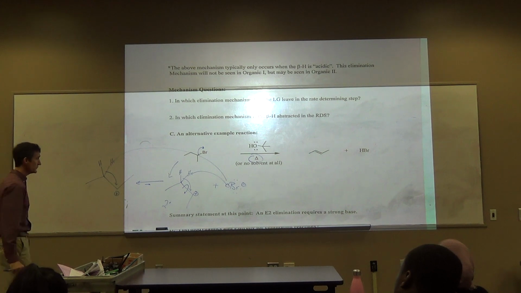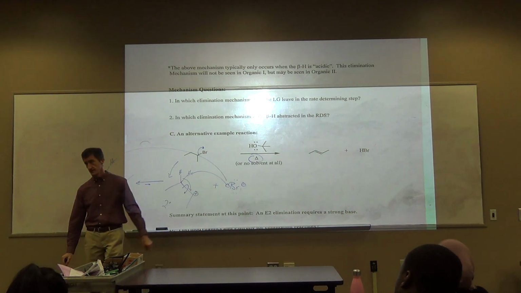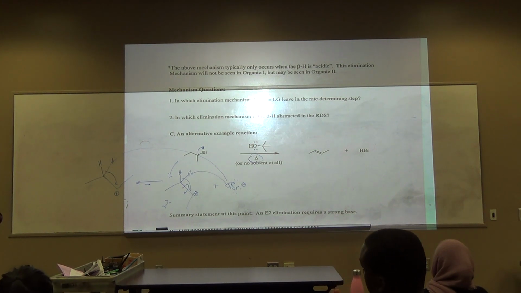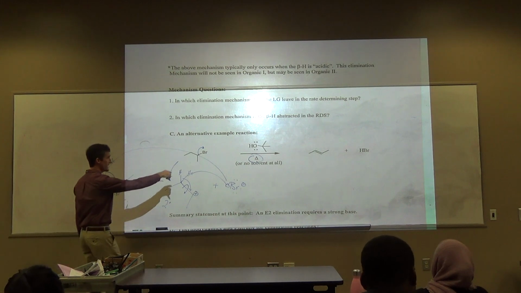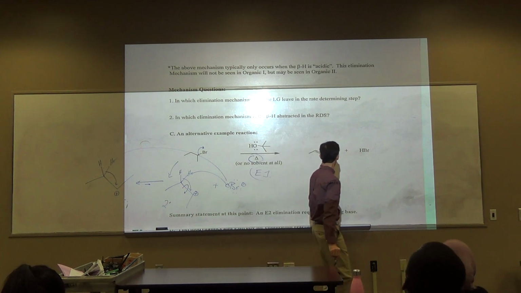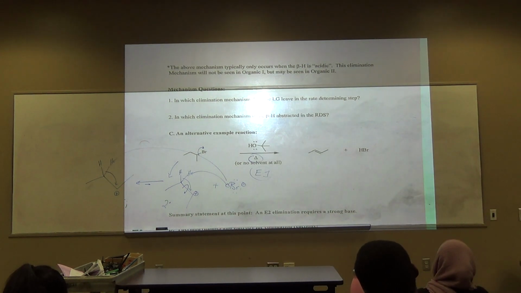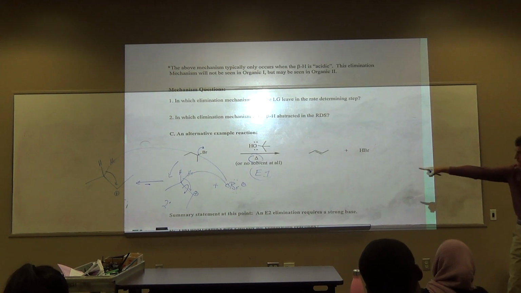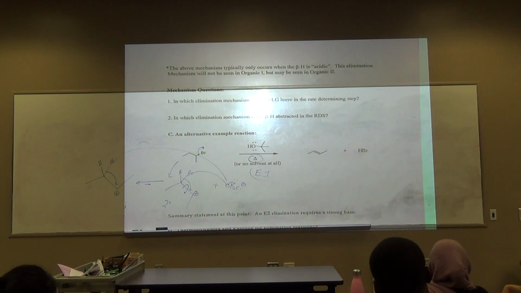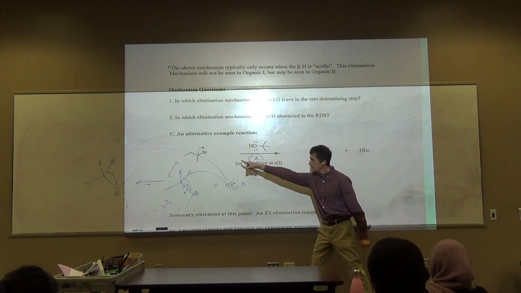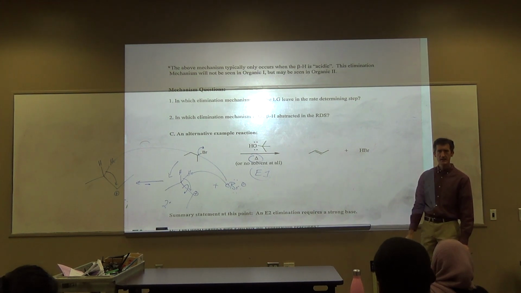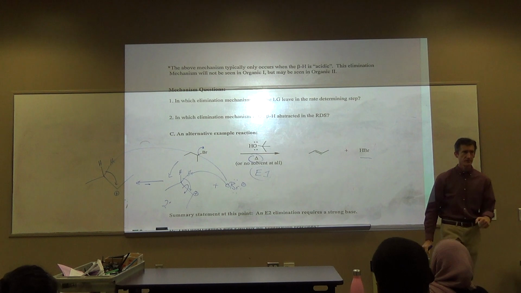Okay, summary statement. An E2 requires what? Strong base. An SN2 requires what? Strong nucleophile. Okay, there's no strong base up here. This is a good old E1. Give that product. That's a good old E1 mechanism. The leaving group turned around and acted as a base. That's how we got HBr. If you heat this compound and hold pH paper over the condenser, it'll probably start turning red. Why? It's acidic. It's generating strong acid.